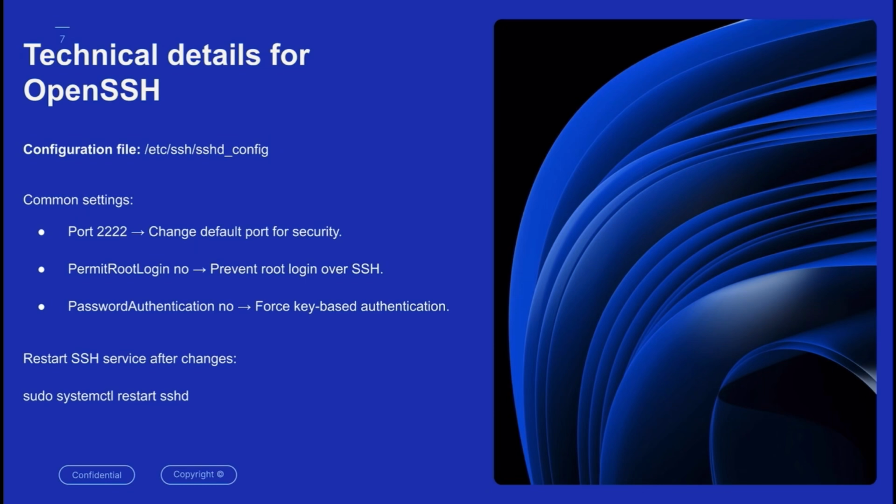Restart the SSH service after changes. Use this command to restart the service so all the changes made to SSH are put into effect.